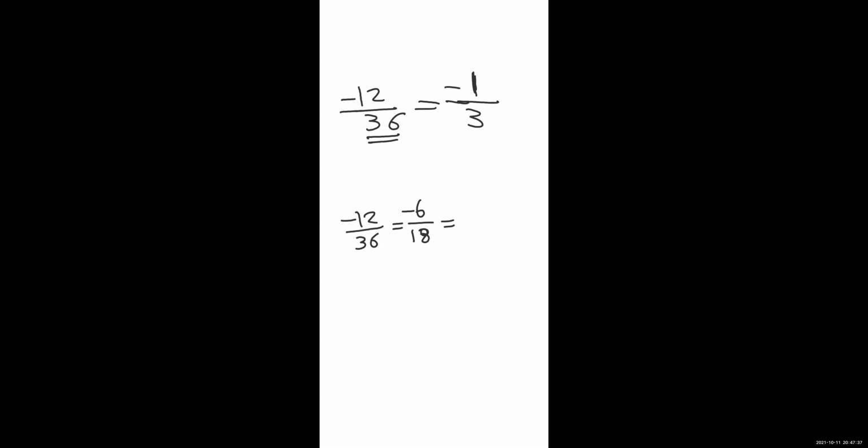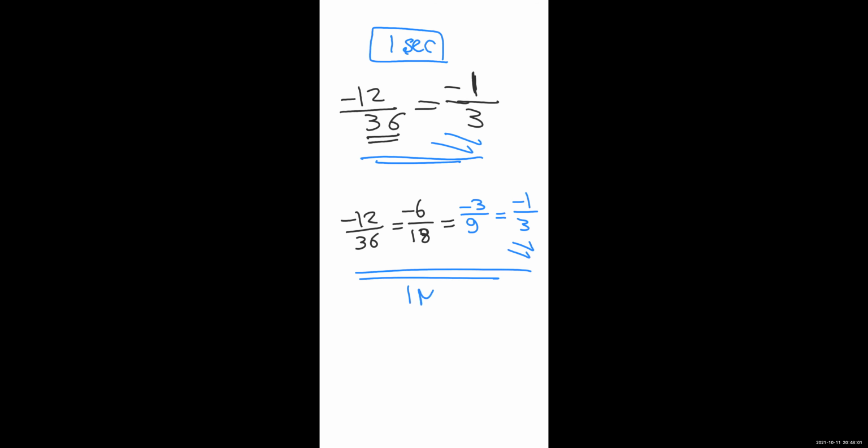But here, -12/36, if I want to simplify it step by step, divide by 2 equals -6/18. Divide by 2 again equals -3/9. Then divide by 3 equals -1/3. It's the same. The two methods are correct, but this one takes 1 second and this one takes 1 minute. So it's a matter of time. So I have to know how to simplify directly.